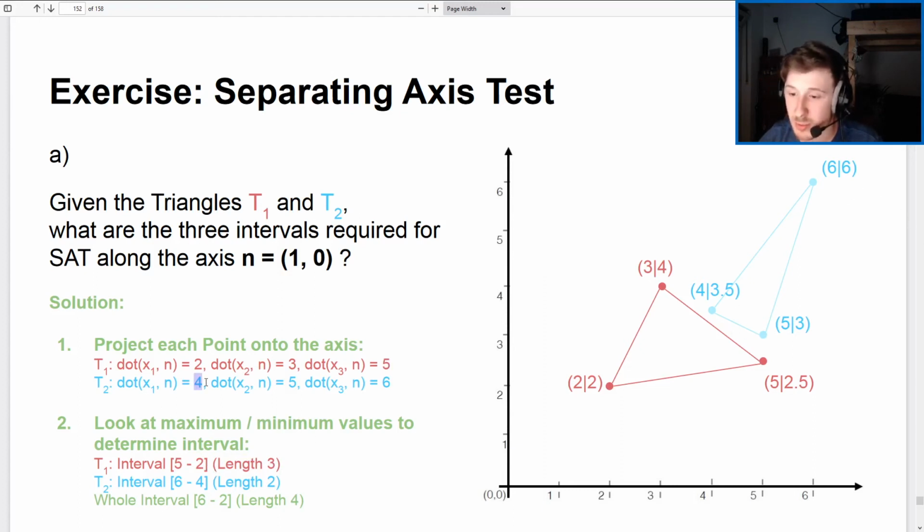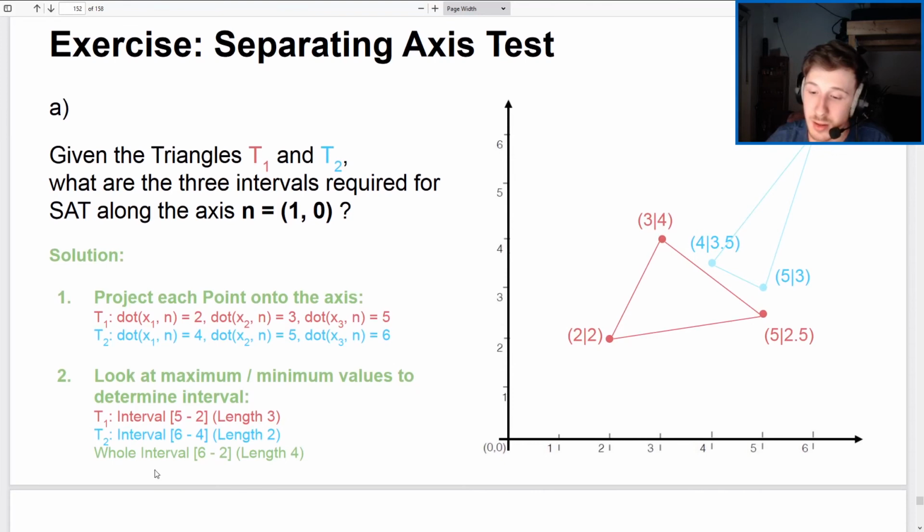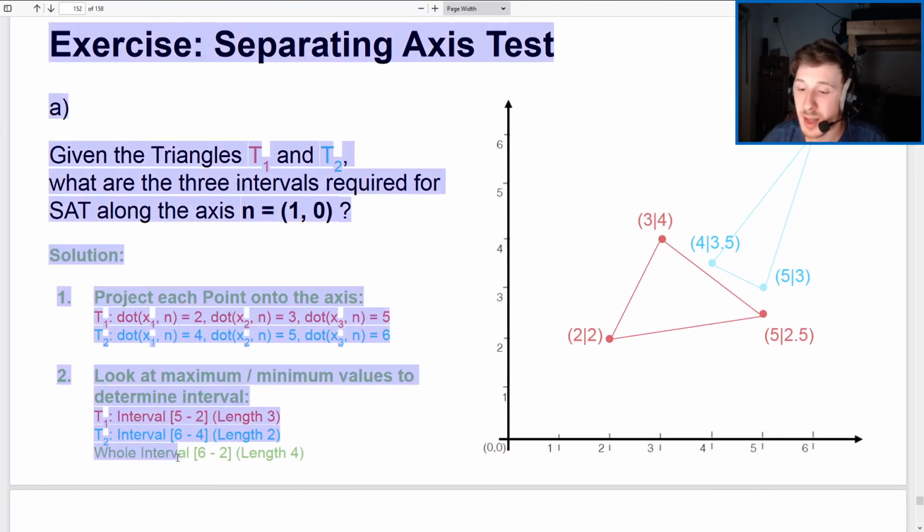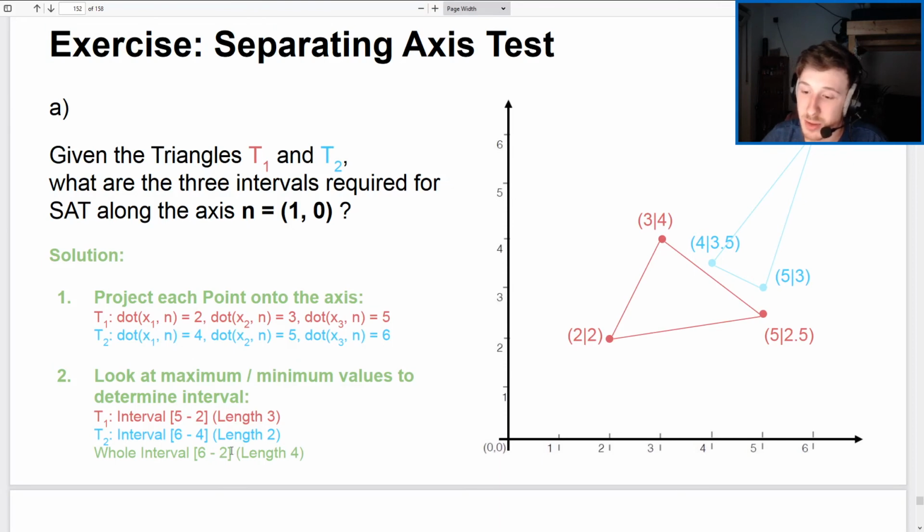For the dot products here we have 4, 5, and 6, so we have 6 minus 4, maximum minus minimum, length 2. And then to get the third one, if we have two objects, the last one is always the biggest number in total minus the smallest number in total, the interval from the smallest one to the biggest one. So for example, we look at all values here: 2, 3, 5, 4, 5, 6. The smallest one is 2, and the biggest one is 6. So 6 minus 2, length equals 4. Good. I hope that was clear.